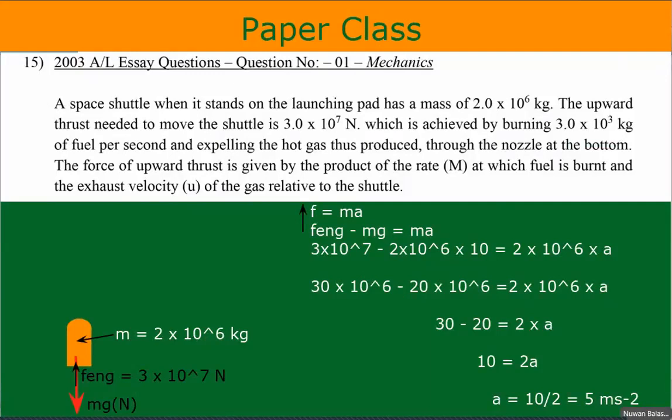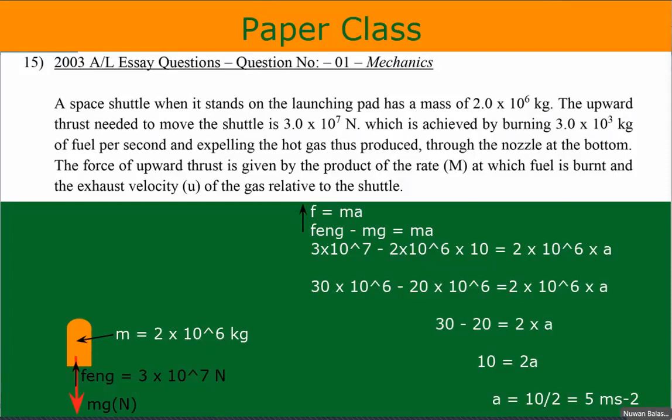What should we think about the burning fuel here? Everything happens inside the rocket, and the professor has given the force created by burning fuel in its engine and throwing the hot gas through the nozzle, which is 3 into 10 to the power 7. So it's given there, so we can directly use that.